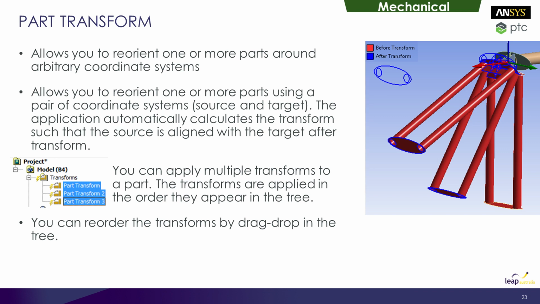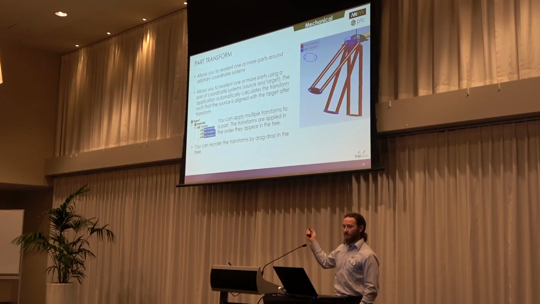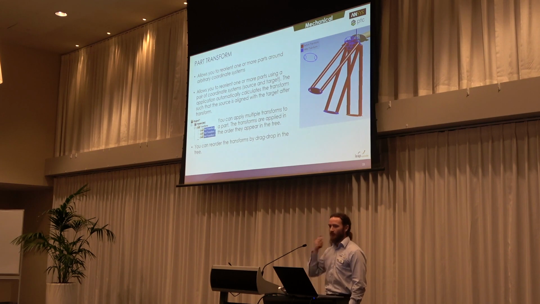And we can have multiple transforms, as you can see here, and you can change the order just by dragging and dropping. And you can also parameterize these. Sorry, one back again. So if you want to do a design study to have a look at, say, the stress that results from having this in a bunch of different orientations, you can parameterize the angle of rotation, for example, and run that through Design Explorer or optiSLang.